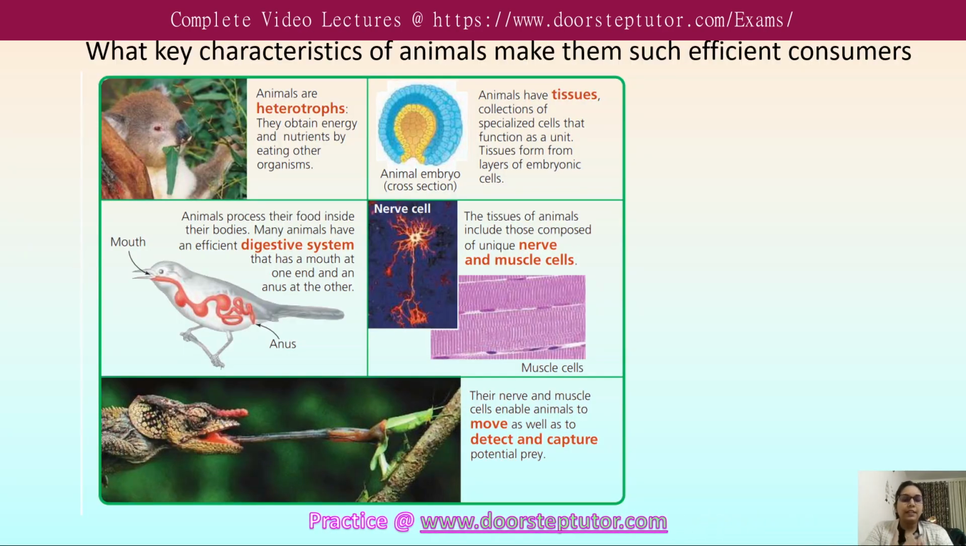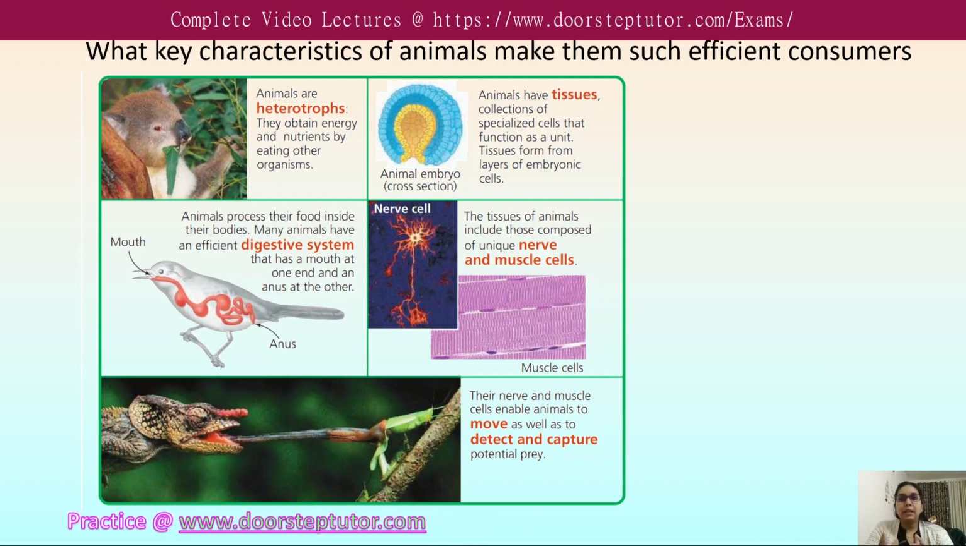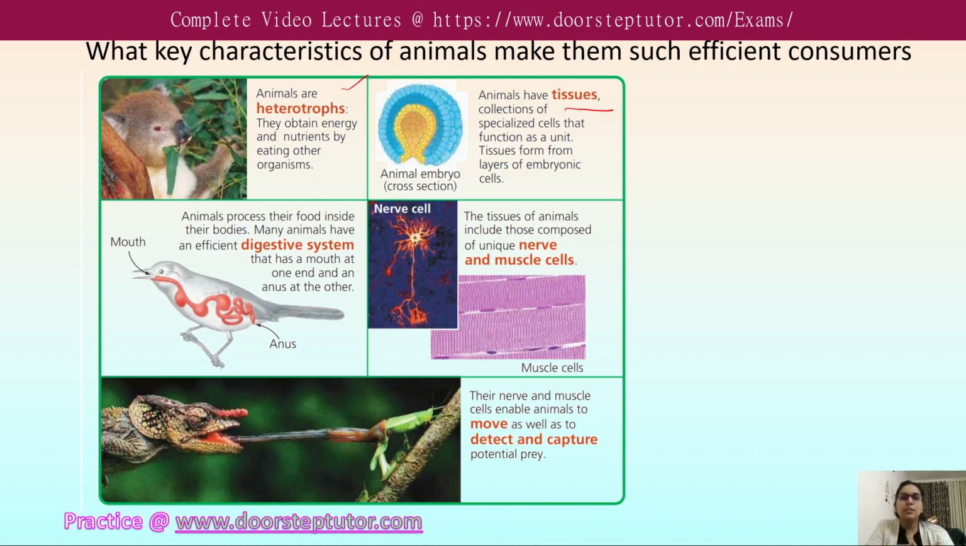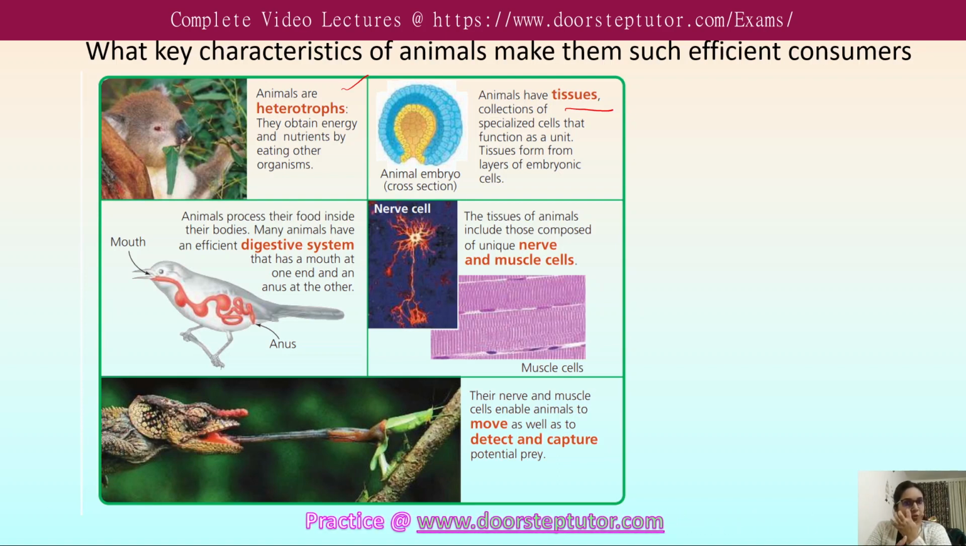So let's see what are the key characteristics of the animals that make them such efficient consumers. All the animal kingdom organisms are heterotrophs, meaning they obtain energy or nutrients by eating another organism; they feed on and are dependent on another organism. They have tissues in them, meaning the different cells form tissues, a collection of specialized cells forming a unit, and these tissues can form layers of embryonic cells.